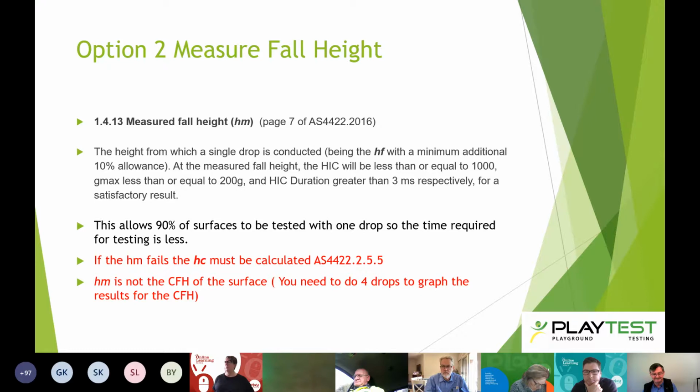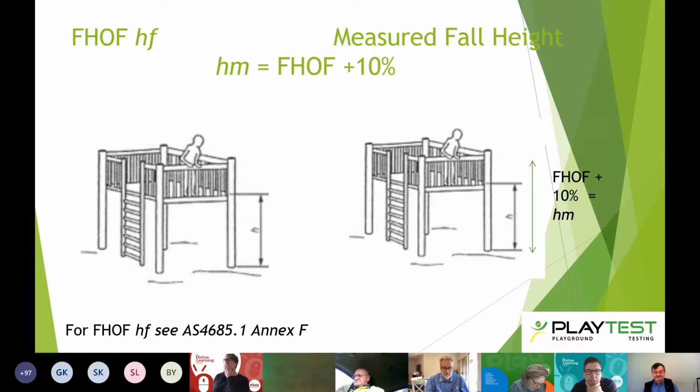Hey Grant, another question from the chat from Monique. How many test locations do you do in a play space area? For example, do you do a 1 metre square grid or one impact zone under a piece of play equipment?